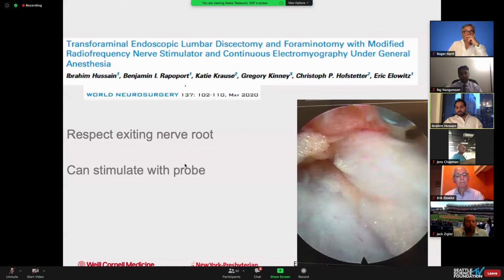And again, a lot of surgeons have described this procedure doing it awake. Again, that can have certain limitations depending on your institution, your anesthesiologist. We've recently published, in conjunction with Christoph Hofstetter, who's our former colleague at Cornell, over in Seattle, about using a modified bipolar stimulating probe that serves as a stimulator to help you identify where the exiting nerve root is. We've done this successfully without any instances of postoperative dysesthesias or neurologic deficits, weakness, or pain. So this has been very helpful in performing these procedures on asleep patients.